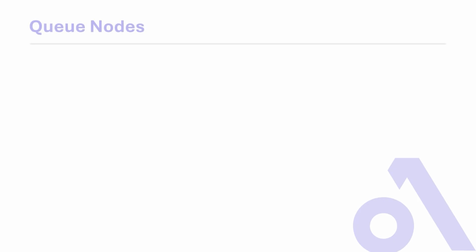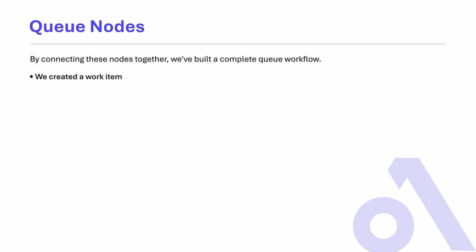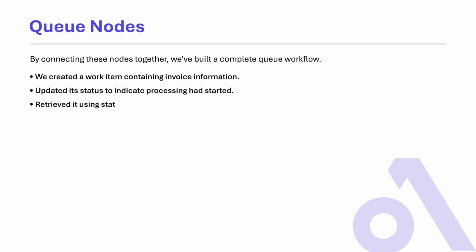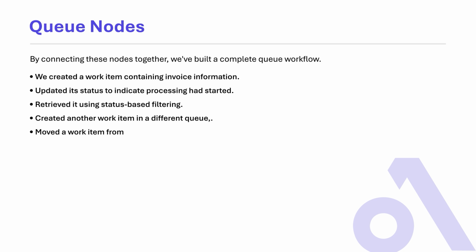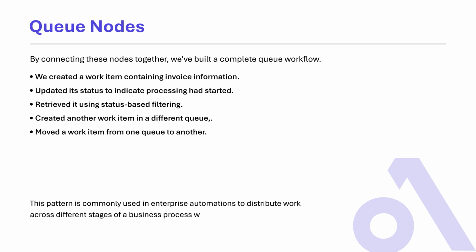By connecting these nodes together, we've built a complete queue workflow. We created a work item containing invoice information, updated its status to indicate processing had started, retrieved it using status-based filtering, created another work item in a different queue, and finally moved a work item from one queue to another. This pattern is commonly used in enterprise automations to distribute work across different stages of a business process, while maintaining traceability and efficient queue management.